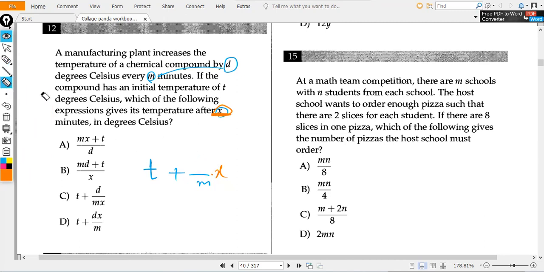So here, D over M is the rate of change. We should multiply it by the number of minutes. The rate times minutes will give us the total number of degrees Celsius. Okay? So the answer here is DX over M, choice D.